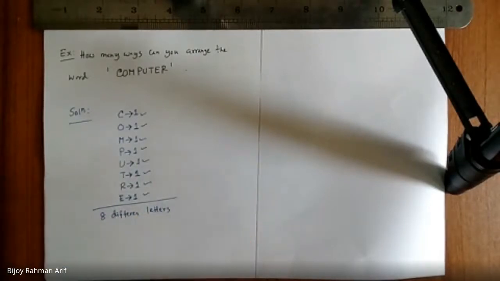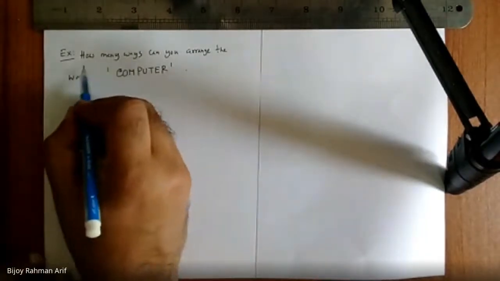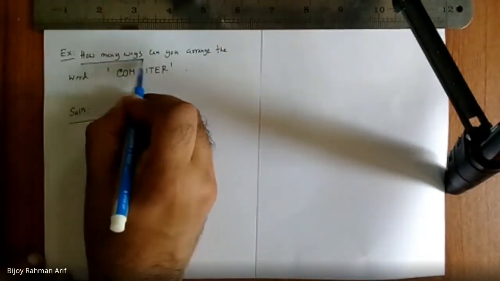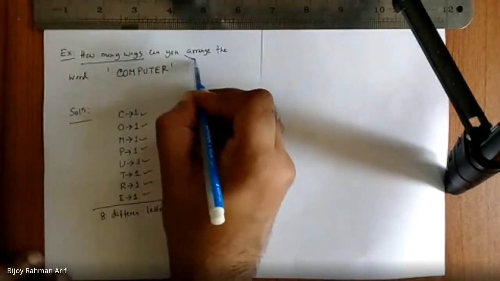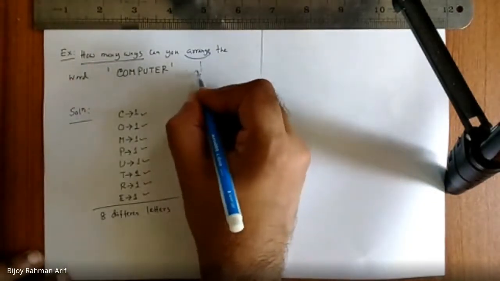Now let's understand the question. How many ways can we arrange? That means position is important.